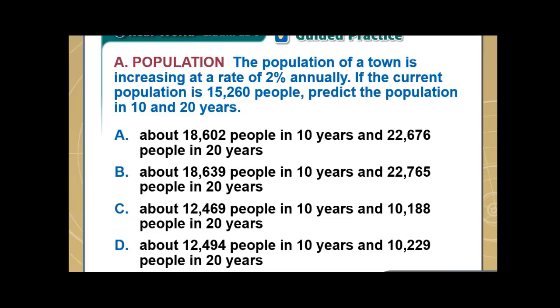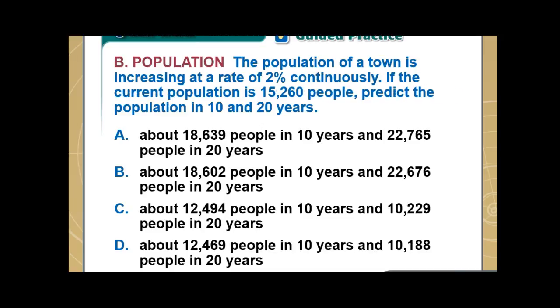So now I have a couple examples for you to look at. Here we have a town increasing at a rate of 2% annually, and we want to find that population after 10 and 20 years. And then here you see we have a continuously increasing population of 2%. And again, find what that population would be after 10 and 20 years.